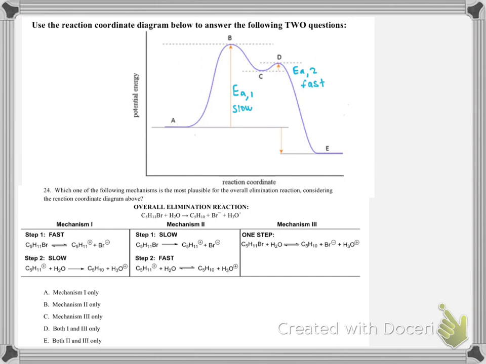And so because of that, only mechanism 1 would apply, because we know we have 2 steps, so 3 is definitely out. We know, not mechanism 1. We know that our first step is slow, so we want to pick the mechanism that has the slow first step and the fast second step. So mechanism 2 is the winner.